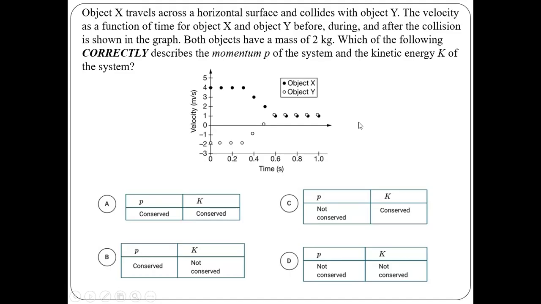Okay, because they stuck together, this suggests that this is a perfectly inelastic collision. So therefore I'm going to go ahead and pick choice B.